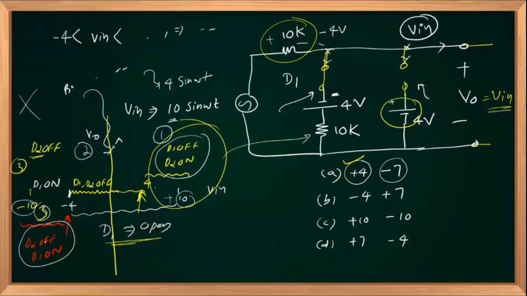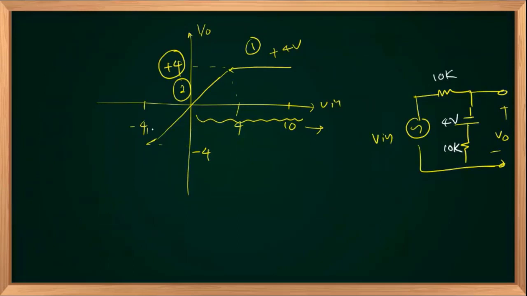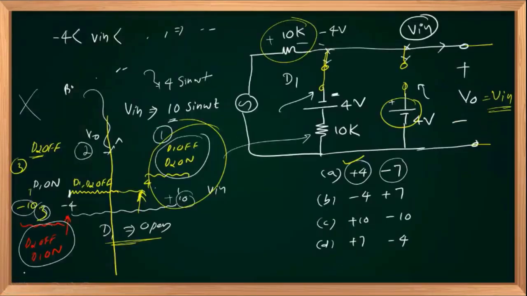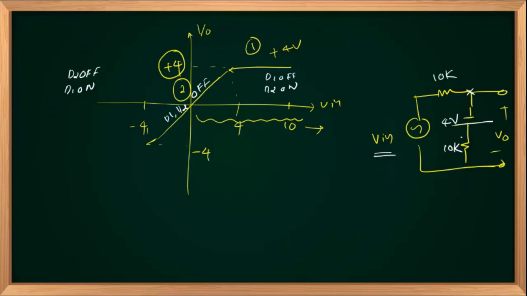If you are in region 3, D2 off, D1 on, both D1 and D2 are effectively in off state. Right, this is a simple circuit that has two resistances and a source V in along with the DC 4 volt source. Of course, output will be proportional to the input. Directly you can write it because you are having two equal resistors, 10K and 10K. V in divides equally, minus 4 divides equally. So V in minus 4 by 2.